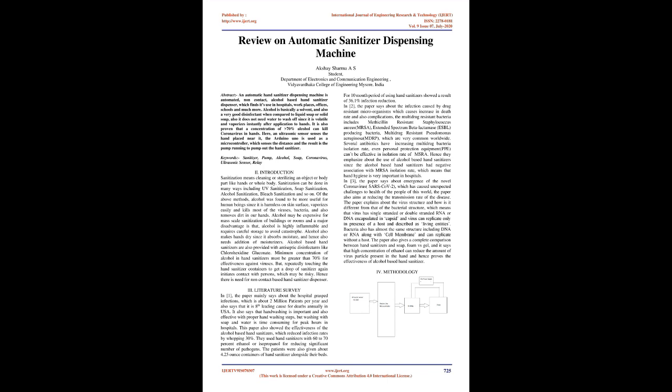Sanitization can be done in many ways including UV sanitization, soap sanitization, alcohol sanitization, bleach sanitization, and so on. Of the above methods, alcohol was found to be more useful for human beings since it is harmless on the skin surface, vaporizes easily and kills most of the viruses and bacteria, and also removes dirt in our hands.